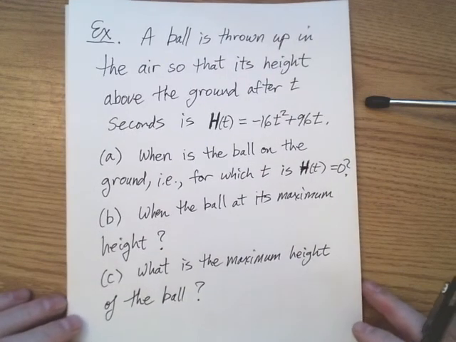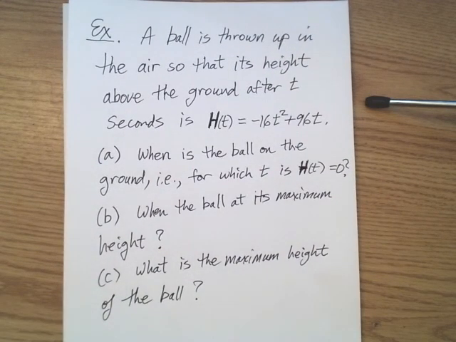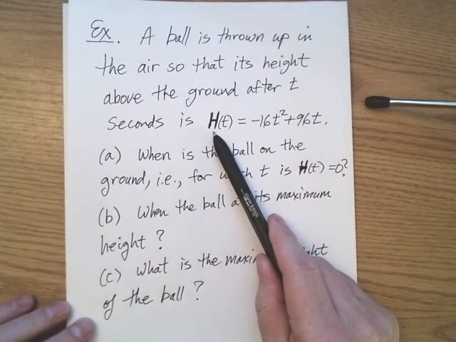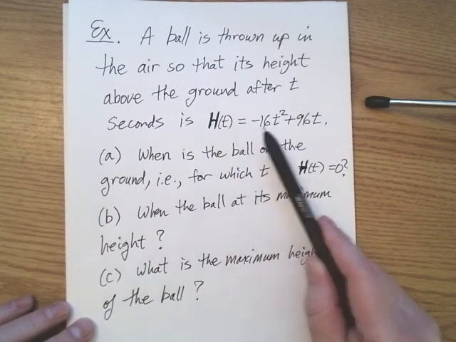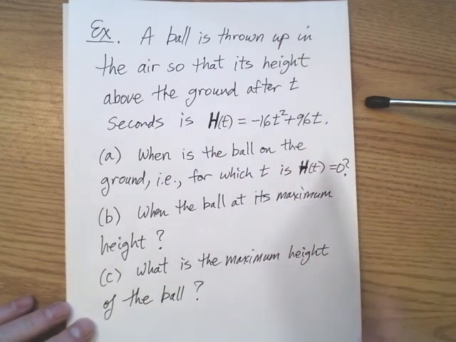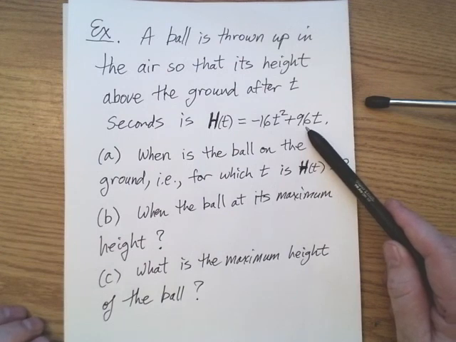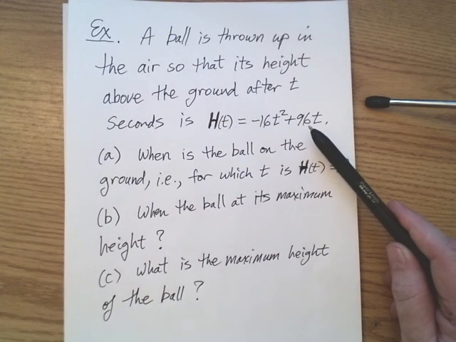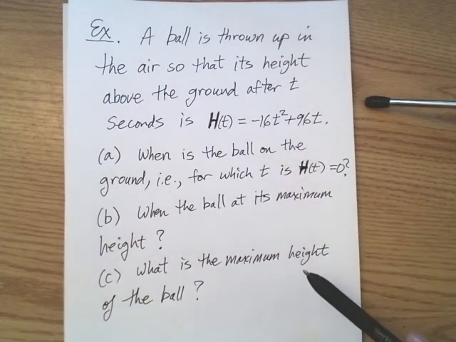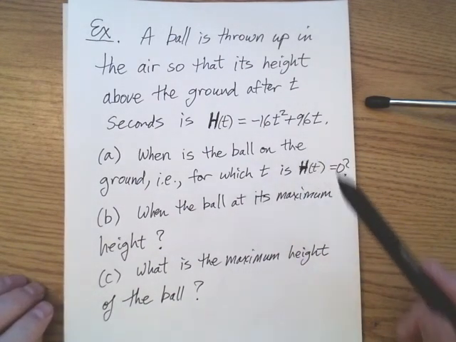I'm going to give you a word problem here. Let's take a look at this. A ball is thrown up in the air so that its height above the ground after t seconds is, now I'm calling that a cap H of t, cap H of t is negative 16t squared plus 96t. This is not some phony situation. This is what would happen if you were to throw a ball directly upwards with an initial speed of 96 feet per second, neglecting air resistance and stuff like that.